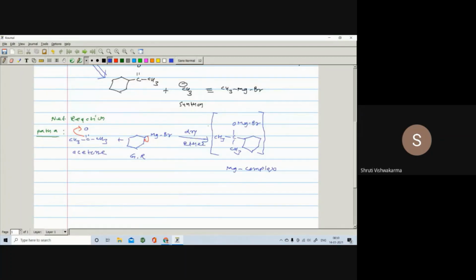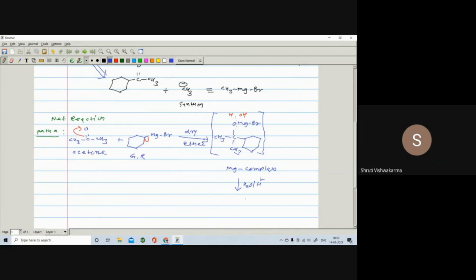They are unstable. So it undergoes hydrolysis in the presence of acid, addition of H, addition of OH. Why? Because O is negative, it attacks the H positive. OH is negative, so it attacks the Mg positive. So this further undergoes the hydrolysis reaction, addition of water in the presence of acid.